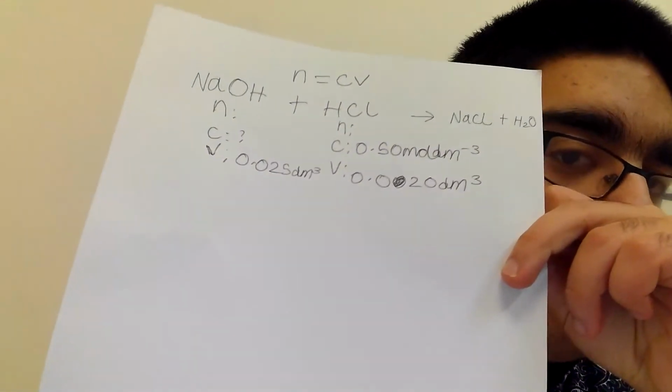You need to know that the number of moles, N equals CV. That's another equation that you need to know. N equals CV, or N equals C times V. So number of moles equals concentration times volume. So basically we're going to work out the number of moles of hydrochloric acid because we know its concentration. So we're going to do 0.5 times 0.020. That's going to give us 0.01 mole of hydrochloric acid.